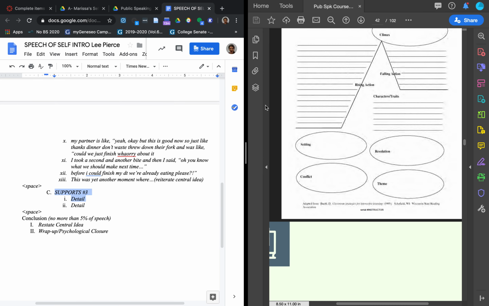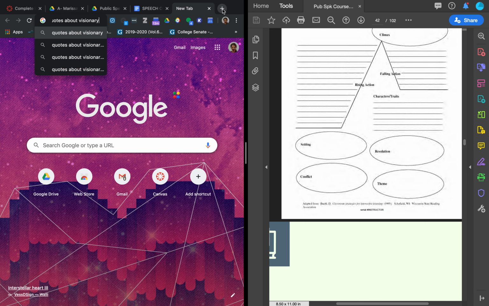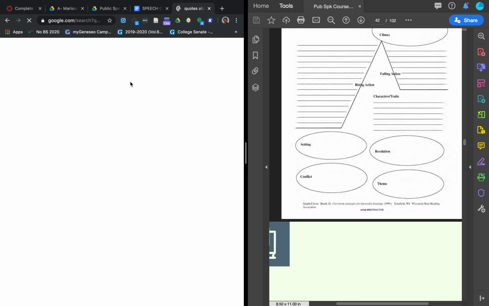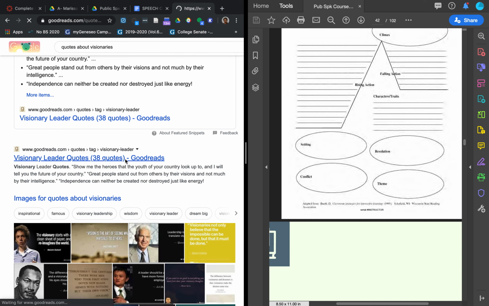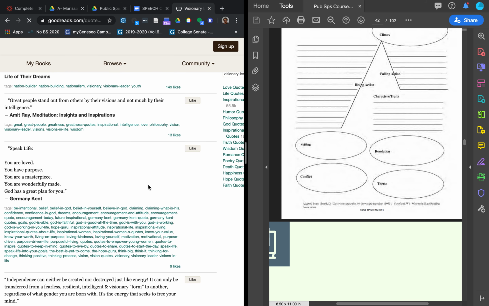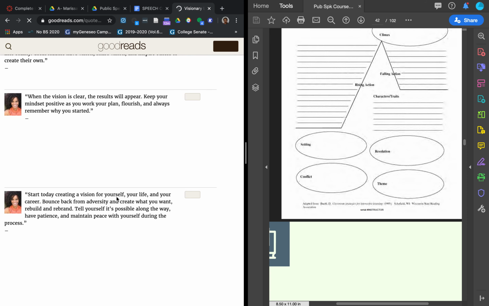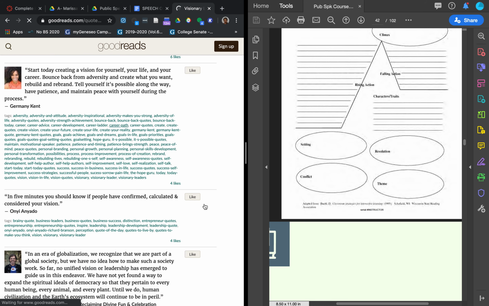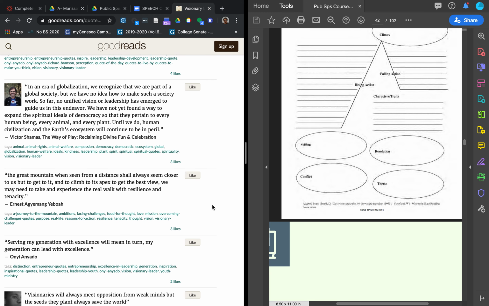So let's do that. Let's actually look up quotes, and we do this all the time. Quotes about, and I think it's fine to do it if you want to. And you find like visionary leader Goodreads. And so let's just pick one. I'll hate all of these, I'm sure, but let's just grab one. I don't know who Germany Kent is. All right, I don't know. This one sounds okay.